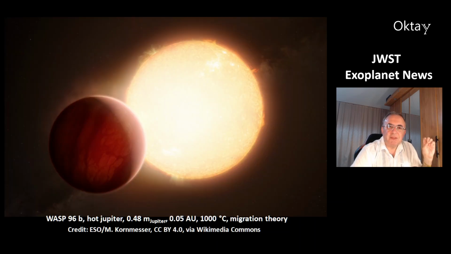This is an image of the nearby planet WASP 96b. It is a hot Jupiter with about half the size of Jupiter, half the mass of Jupiter. It is very close to its star at just 0.05 AU. That's why it's so hot. The surface temperature is about 1000 degrees Celsius. And the current theory for these hot Jupiters is that they were formed further outside and then migrated inwards into the inner region of this system.